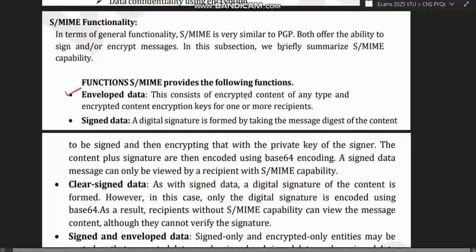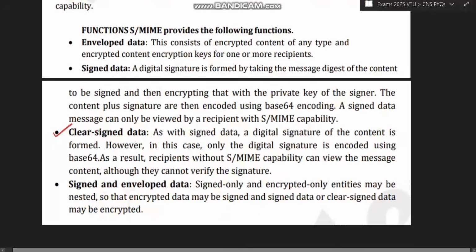Enveloped data: it consists of encrypted content. Signed data: a digital signature is always present within the message. And clear-signed data: as with signed data, a digital signature is formed. However, in this case, only the digital signature is encoded using base 64. So that is clear-signed data.